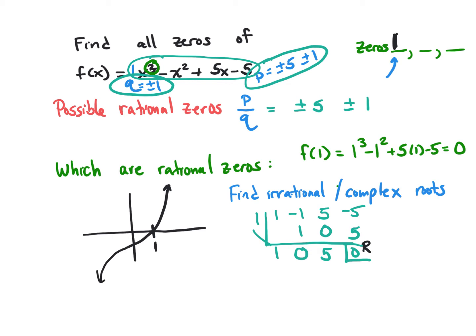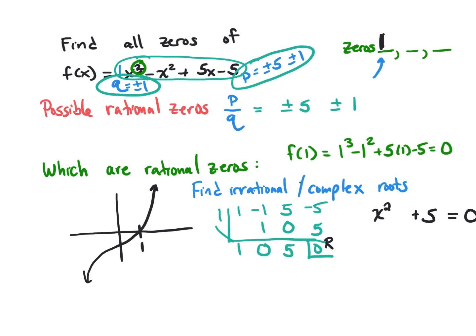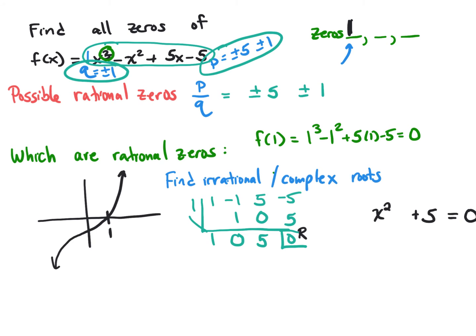Now, because this was a 3rd degree and I divided out twice, this is going to leave me with a quadratic, x squared plus 5, and I simply set that equal to 0 to find my other 2 roots. So in this case, this is a pretty easy equation to solve. We're just solving x squared plus 5 equals 0.